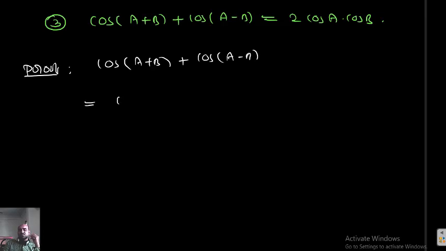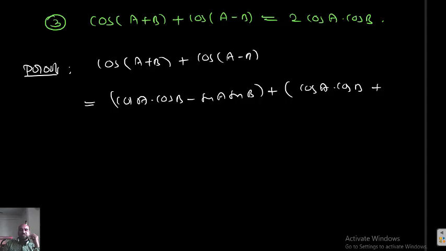Cos of A plus B means cos A cos B minus sin A sin B, plus the formula for cos of A minus B, cos A cos B plus sin A sin B. So these two get cancelled, students. So what will we get? These two are like terms, just like x plus x is 2x, so 2 cos A cos B. Okay, next result, the fourth result.